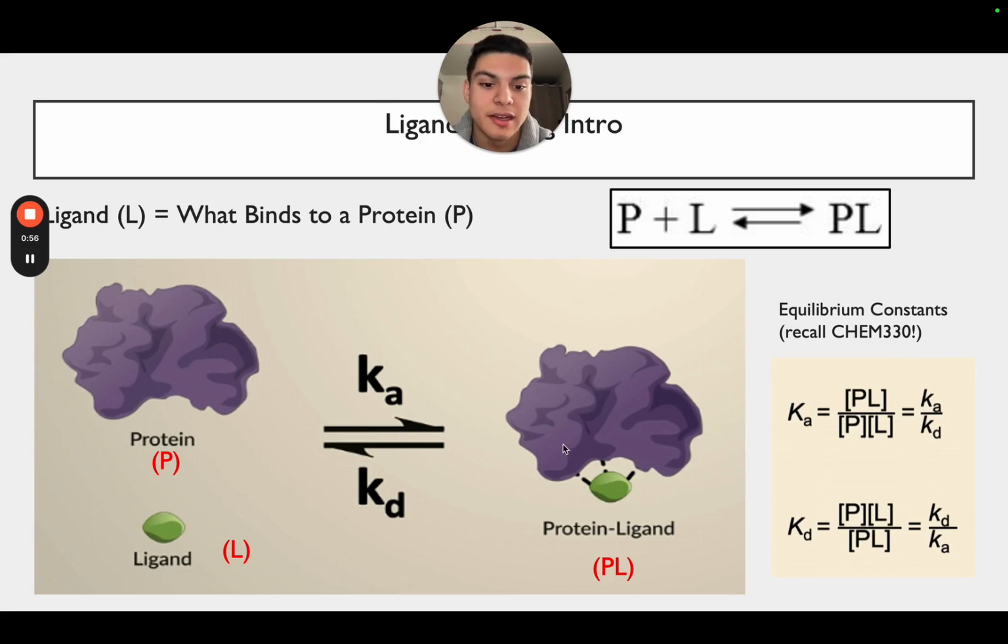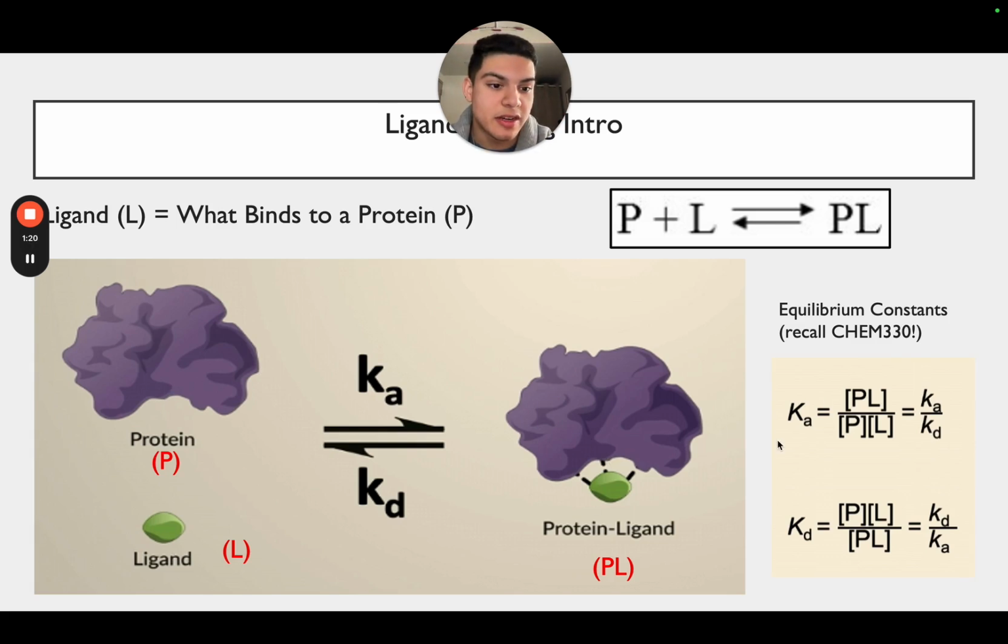It's called the PL, and when we talk about enzyme kinetics, we're going to talk about ES: E for enzyme, and S for substrate. So just know that these do correlate. But essentially, what I'm trying to bring to light here is that the association constant, it's in the name. It's the equilibrium constant for the protein and ligand binding together to form this complex.